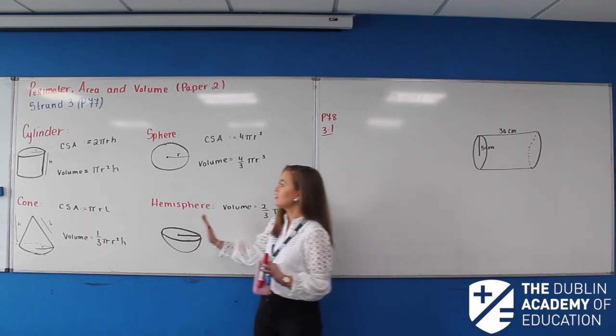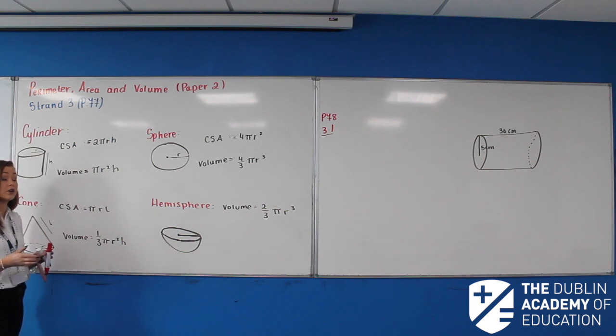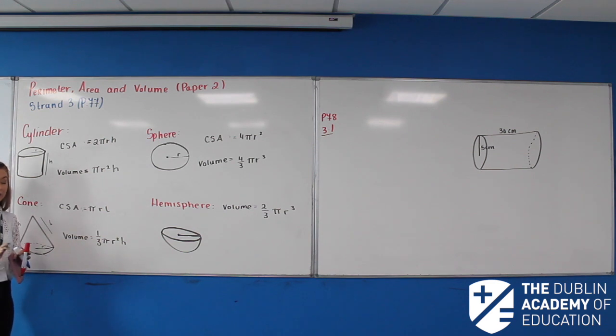Now on page 77, or even better if you can, open your log tables, have a look at your log tables, open page 8, 9, 10, and look at the formulas that are given there, okay? It's very, very important. We're going to start off here and go formula by formula: cylinder, cone, sphere, and hemisphere, looking at each of these formulas that's given to you.